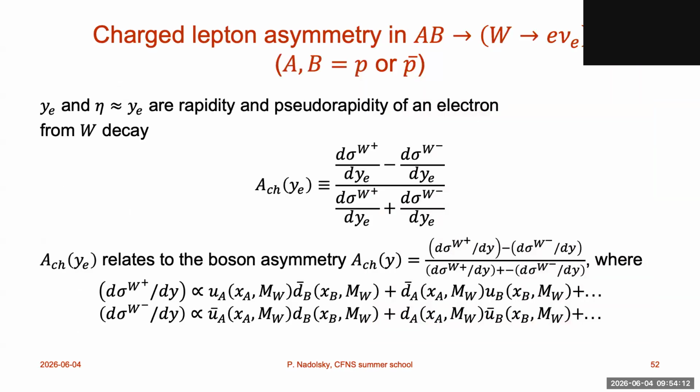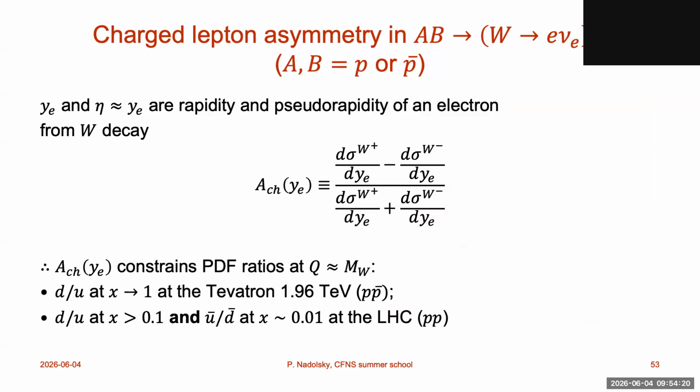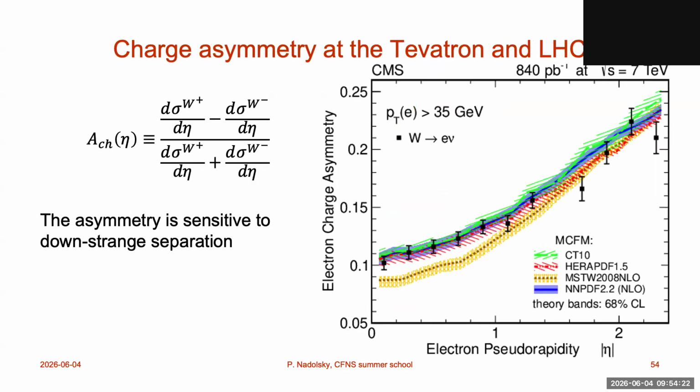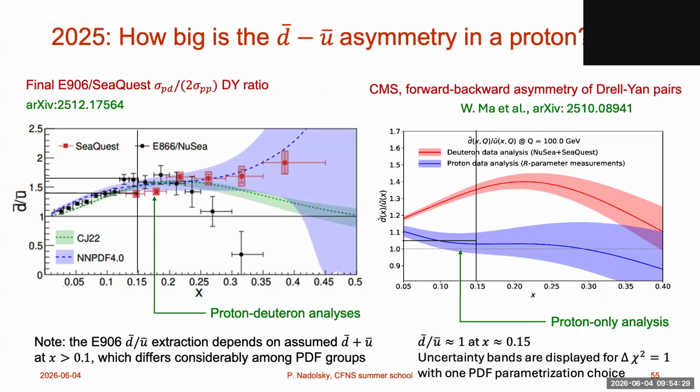Now, you can also measure these kinds of distributions in charged lepton asymmetry measurements at the LHC or the Tevatron. These are slides that I will skip for now, which I can come back to. But roughly speaking, there are measurements at these colliders which can probe similar combinations. Now you could ask me, why do I tell you about this old history about D bar over U bar? Well, the answer is that we actually still haven't decided what D bar over U bar is at X of, let's say, about 0.15.